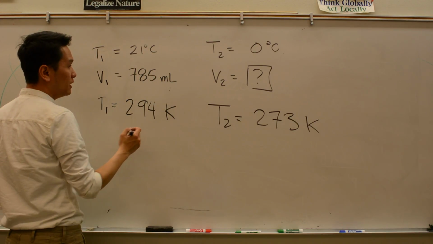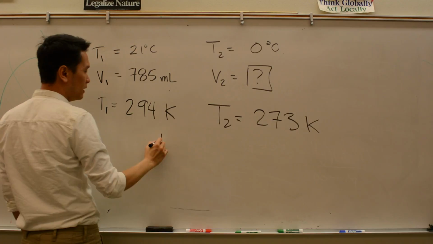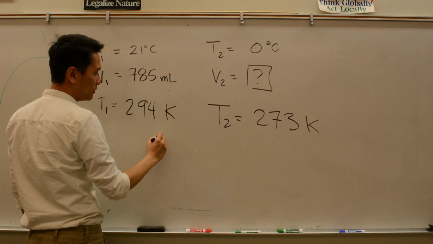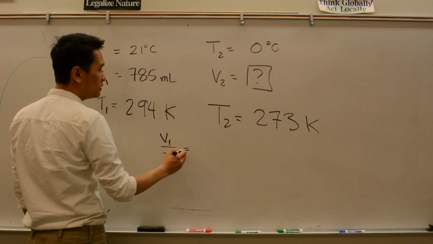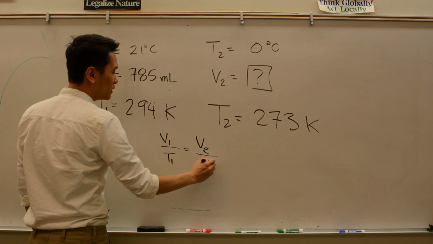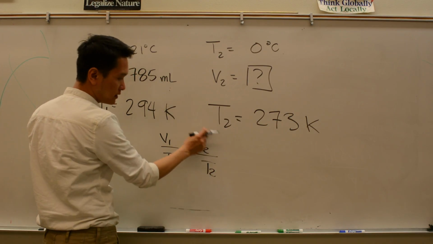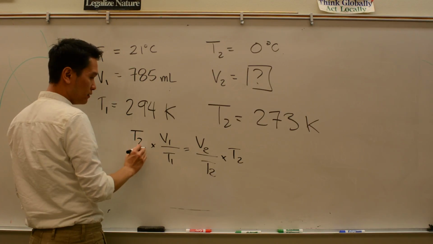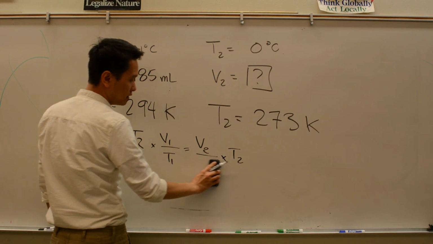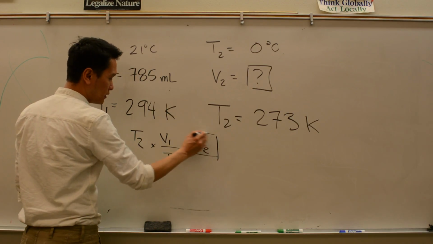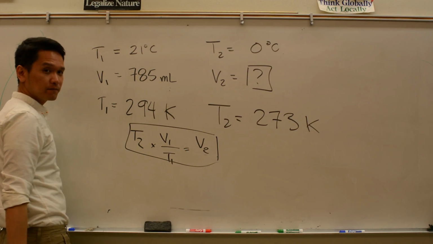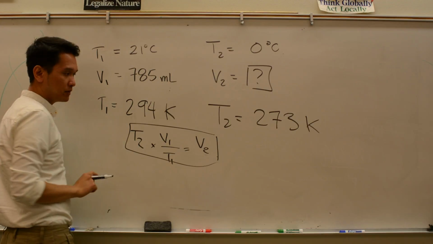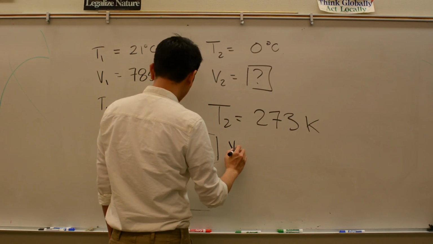Alright, so again, let's say I'm solving for V2. Since I'm solving for V2, I'm going to use the opposite equation of V1 over T1 is equal to V2 over T2. The reason why I did this is because if I want to solve for V2, I just multiply both sides by T2. T2 will cancel out each other, giving me my equation: V2 is equal to volume 1 times temperature 2 divided by temperature 1. So let's plug those numbers in.